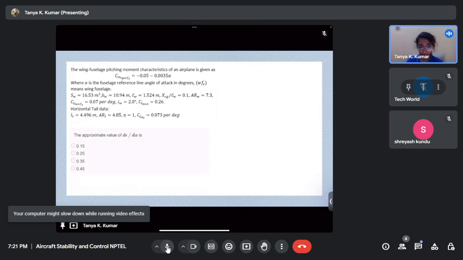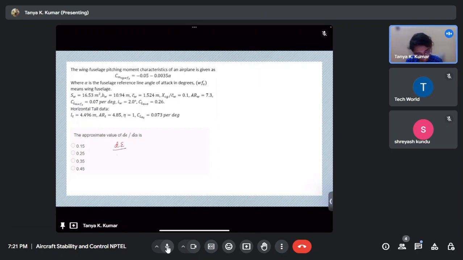Okay, so 0.35, he says. Let's try doing this. d epsilon by d alpha was 2 Cl alpha of the wing by pi e AR, again a of the wing. So 2 Cl alpha of the wing is given by, where is it, of the wing fuselage. So it's 0.07 by pi. E is not given, take it as 1. Aspect ratio is 7.3.